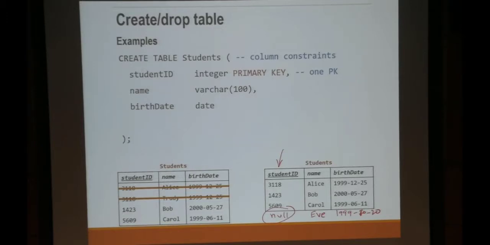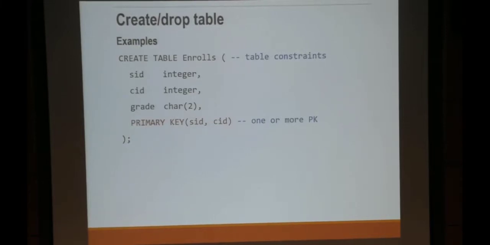So any questions? Okay, so the other way is that if you have multiple attributes as your primary key, then you have to give it this way. You specify that this pair, the pair of SID and CID, are going to be my primary key.